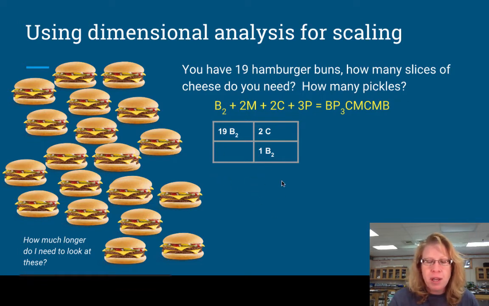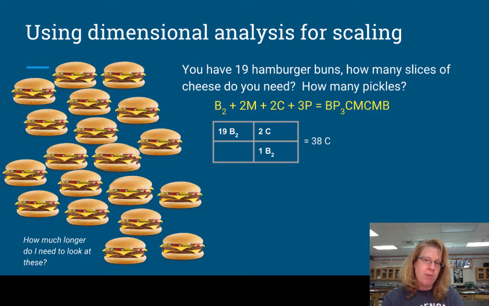And because this is dimensional analysis, now I can just math it out. Multiply across the top, divide by anything on the bottom, and this gives me the really easy calculation. I know I need 38 slices of cheese to make this work. All right, how many pickles do I need? Second problem. Each time you do a conversion, use a separate problem for it in this case.